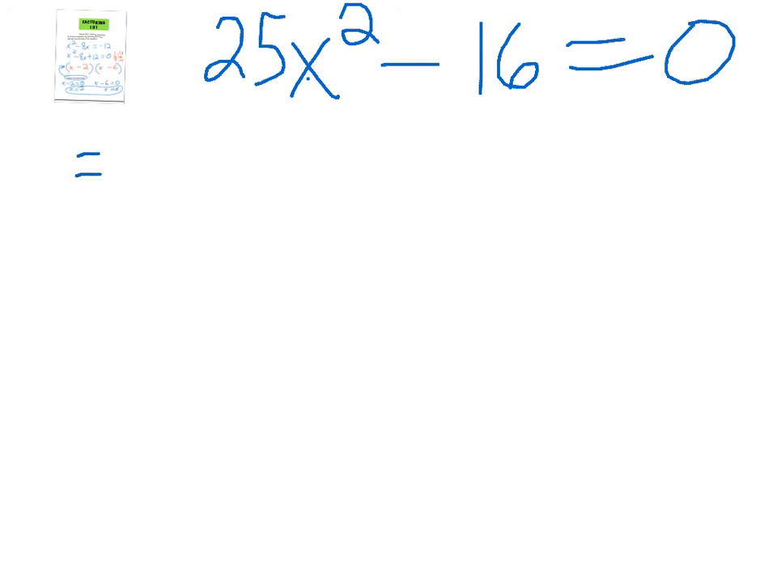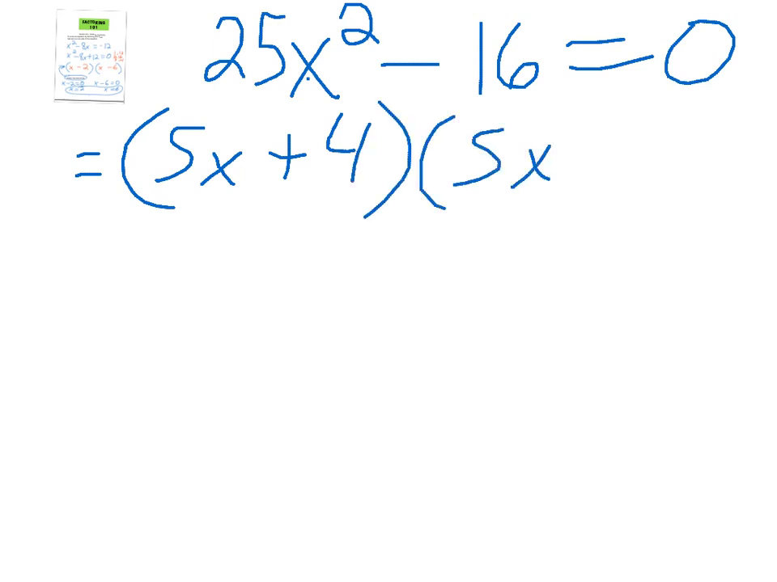And this is the difference of two squares, right? So to factor the difference of two squares, we get a square root of each term. The square root of 25x squared is going to be 5x. The square root of 16 is 4. And then we do 5x plus 4 and 5x minus 4. Now set each one of those equal to 0.